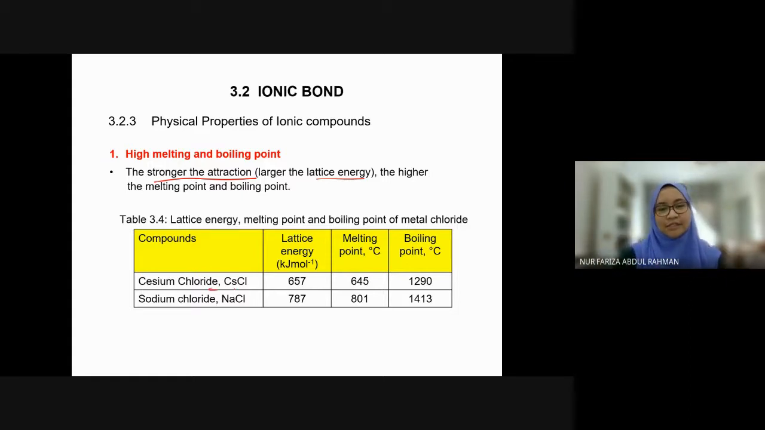For example, say the cesium chloride and sodium chloride. Cesium chloride located way down in the group. So maksudnya cesium chloride punya lattice energy we expect it to be lower than the sodium chloride. Nampak tak? Lower. That means the melting point should correlate. Dia kena tally lah. So 645 in terms of melting point, tapi tengok sodium chloride is higher than the cesium chloride. Same goes to boiling point. This is from solid to liquid. This is from liquid to gas.